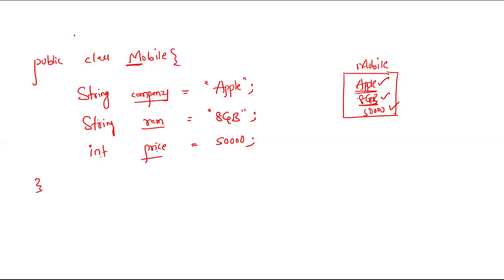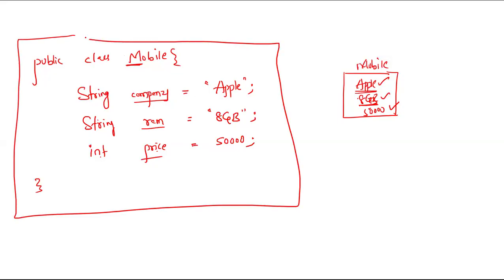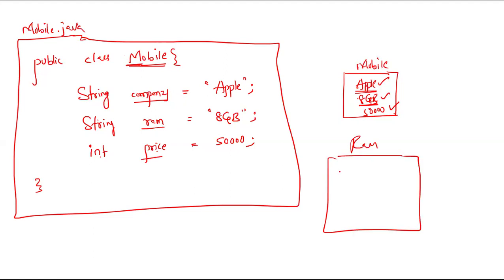Now, if we create one class in Eclipse like this, what's the class name? Mobile. Therefore, the file name will be Mobile.java. If we execute this program, do we get any output? Will this class data be loaded into the memory? Will these class variables be loaded into the memory? No.